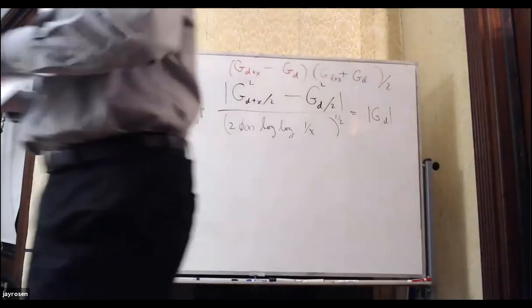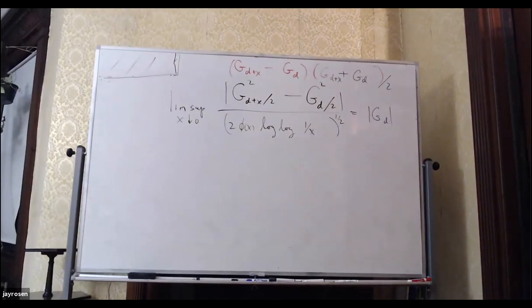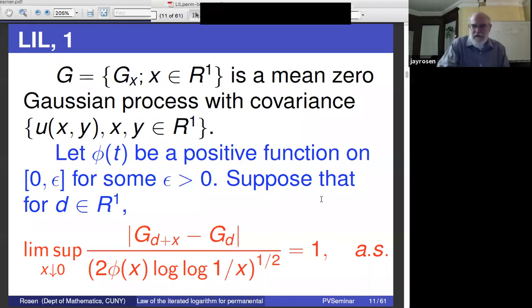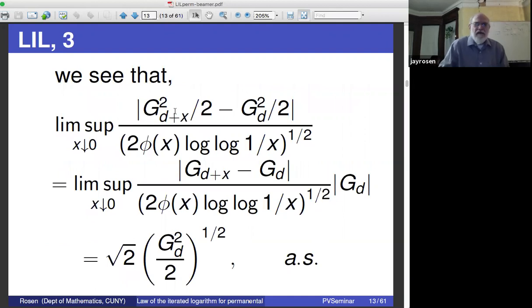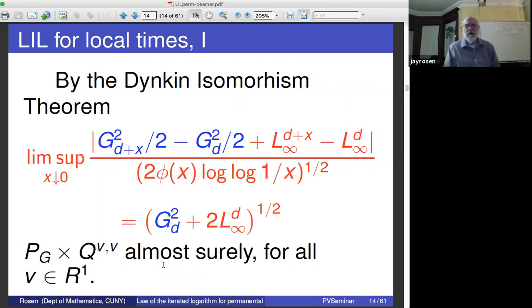Okay, now I go back to my slides. Okay, so given the bottom line there, what we've shown is that for the Gaussian square, I rewrote this absolute value of G d this way because this is what comes up in the Dynkin isomorphism theorem, and therefore we have the following. Since the Gaussian squared had that property almost surely, the same thing holds when you replace the Gaussian squares by Gaussian plus local time.